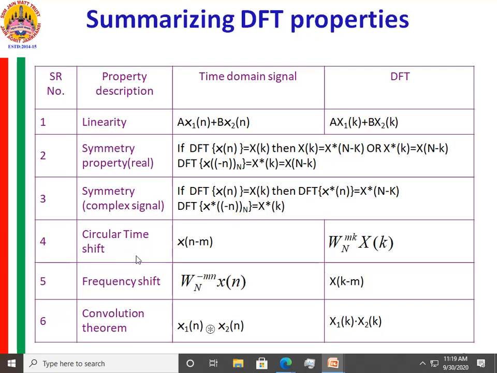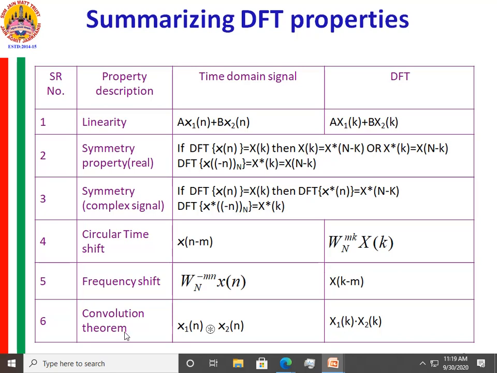The circular time shift property: the DFT of x of n minus m is W raised to m k times X of k. And the frequency shift property says that if x of n is scaled with the complex exponential W raised to minus m n, then its DFT is X of k minus m.